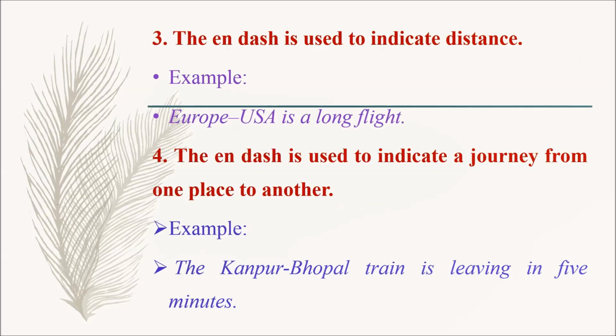Next, let's see the third usage. The en dash is used to indicate distance. Let's see an example sentence. Europe to USA is a long flight. Let's see the fourth usage. The en dash is used to indicate a journey from one place to another. Now let's see an example sentence. The Kanpur to Bhopal train is leaving in 5 minutes.